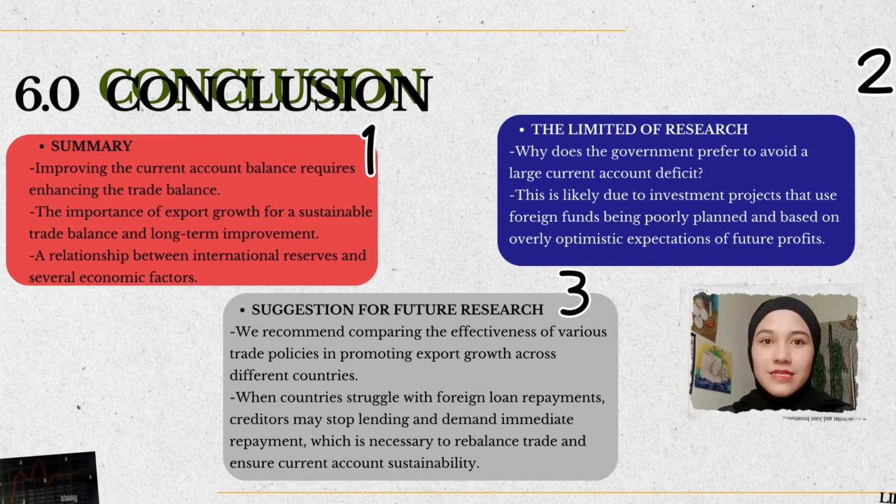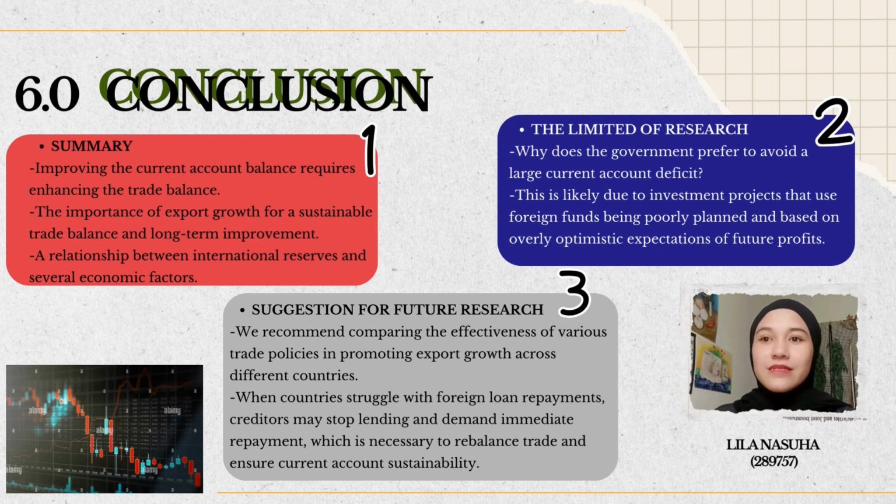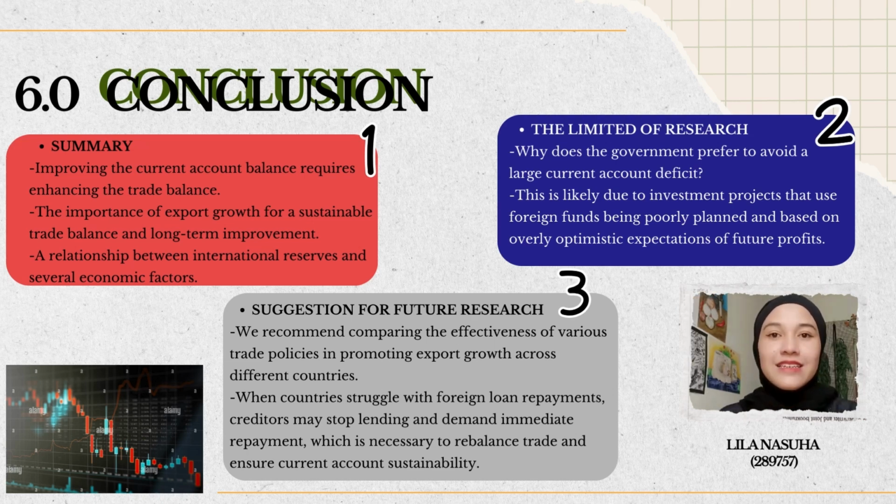Again, the last part is 6.0, the conclusion. So in summary, improving the current account balance requires changing the trade balance. Second, the importance of export growth for a sustainable trade balance and long-term improvement. And lastly, the relationship between international reserves and several economic factors. Next, we will look at the limitations of the research.